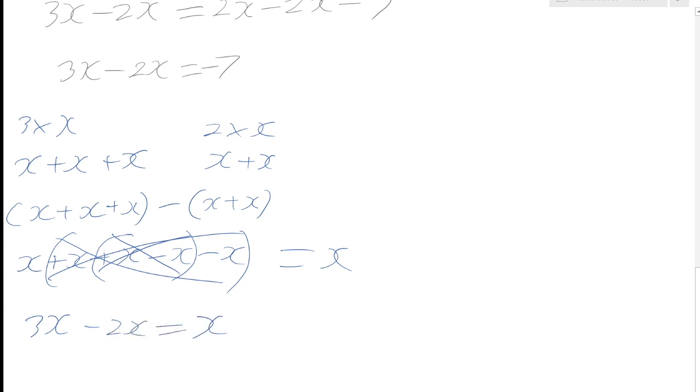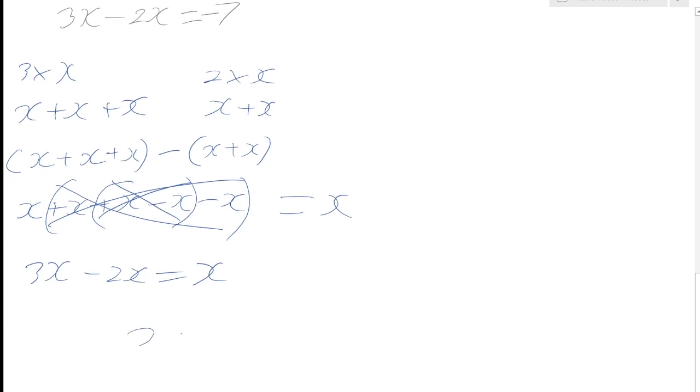This is a general rule. If you have ax minus bx, that is going to equal (a minus b) lots of x's. So we now have the equation being x equals negative 7. And there we go, we have solved it.